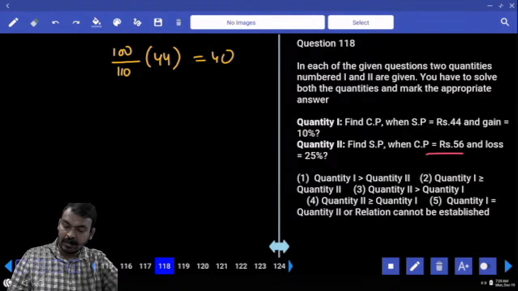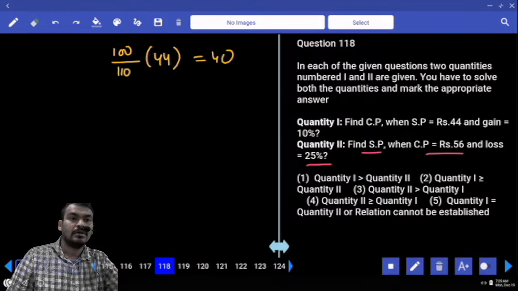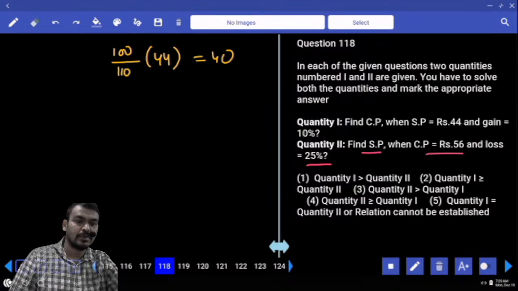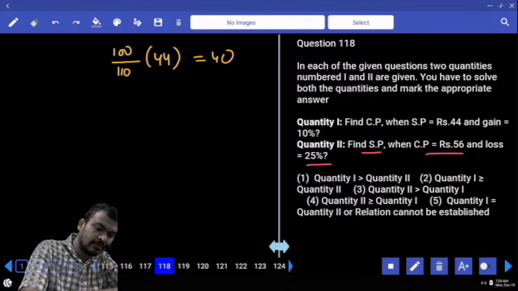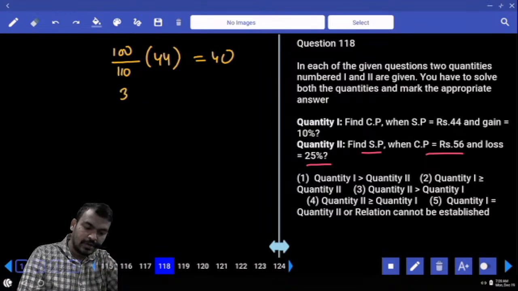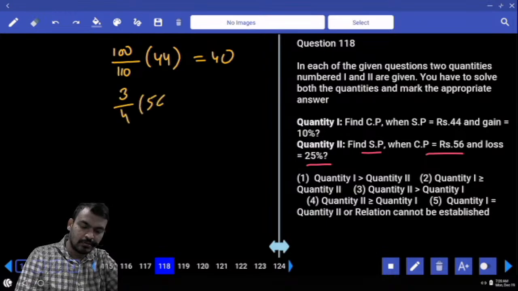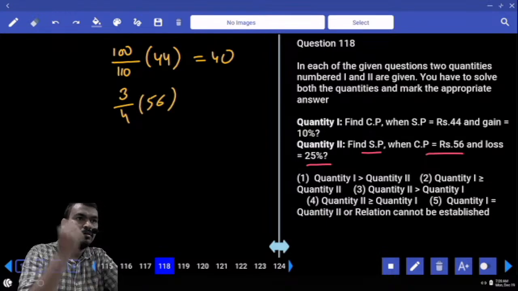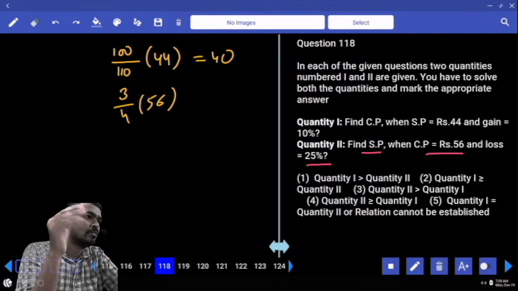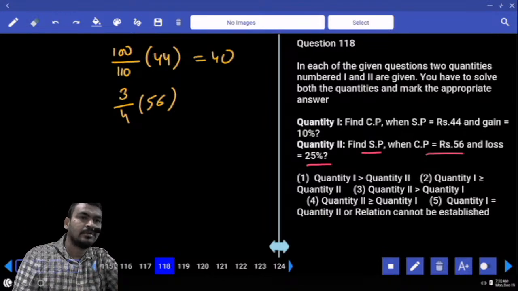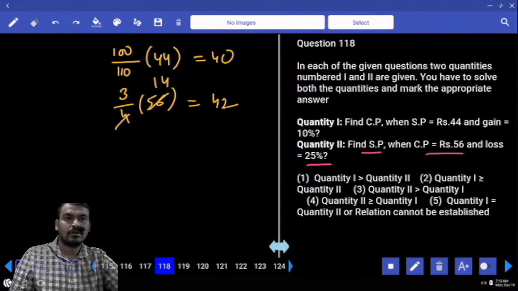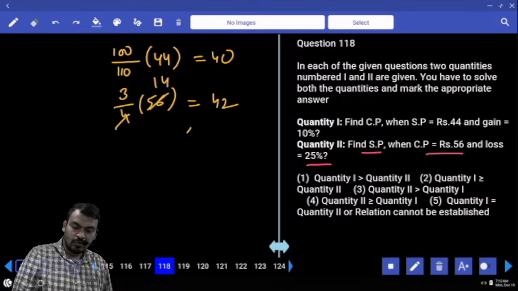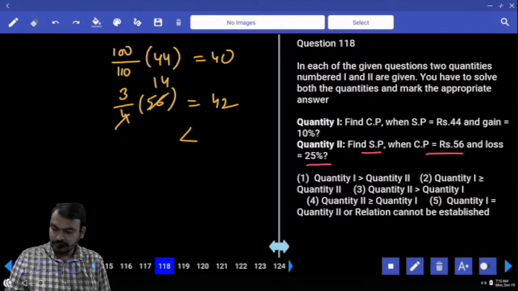Cost price is given. Loss percent is given. We require the selling price. 25% loss means 75%. We require only the 75% value, or directly we write 3/4 of 56 rupees. 25% loss means the selling price is 75%, and 75% means 3/4. 4 how many times? 14. 3 into 14, 42. Then the answer: Q1 is less than Q2.